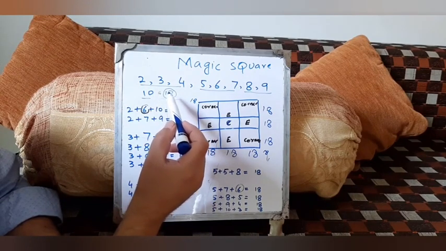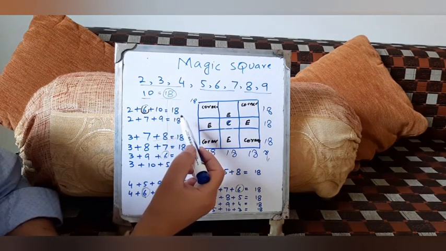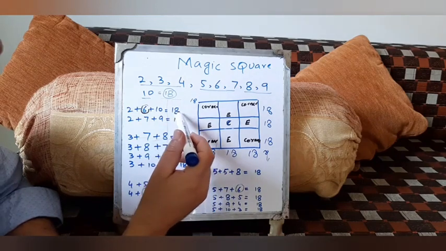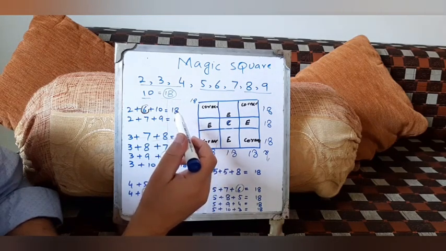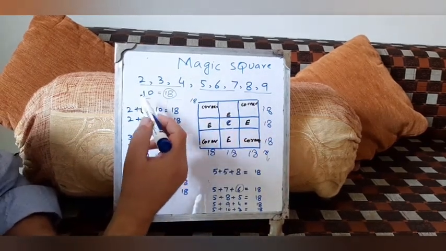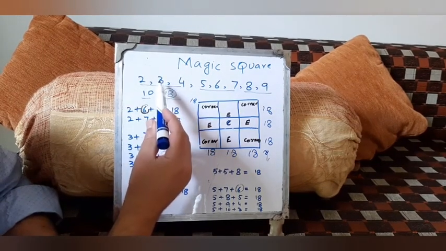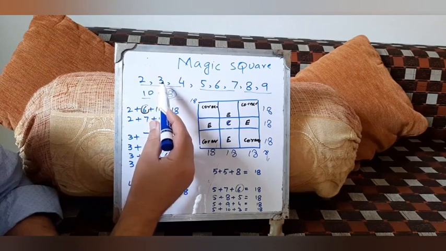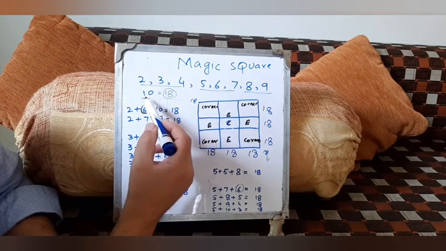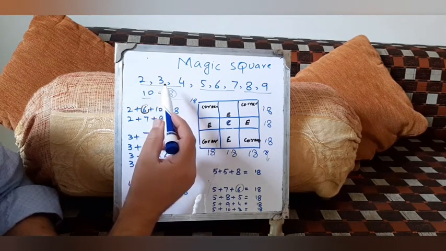I have to sum these numbers in such a way to get the number 18, because that is the target. The sum of all these three combinations should be 18. So if I start with 2 and add 3, it will be 5. And the maximum number here is 10. So 10 plus 5 would be 15. That would be wrong. It means I cannot start with 2 plus 3.